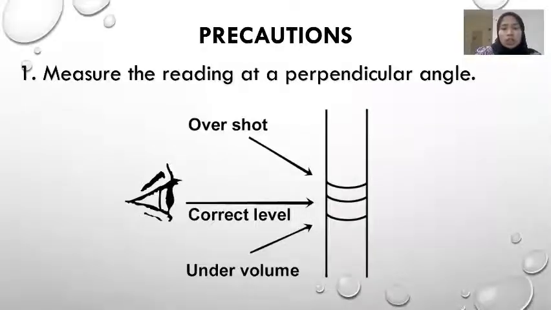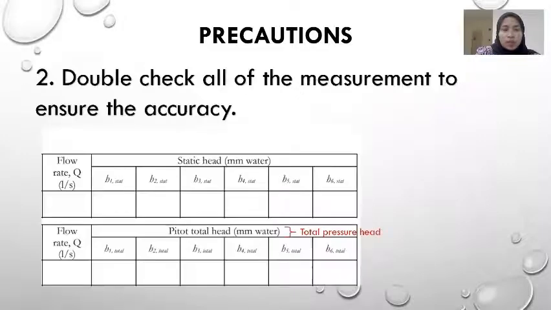Okay, lastly, I will talk about the precaution steps of the experiment. First, we need to measure the reading at the perpendicular angle, which is the eye must be at 90 degrees to the reading on the meter. Then second, double check all the measurements to ensure the accuracy.